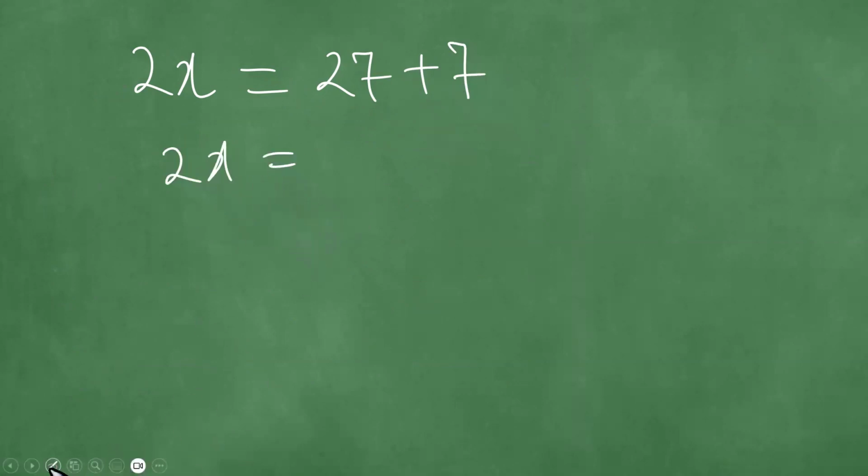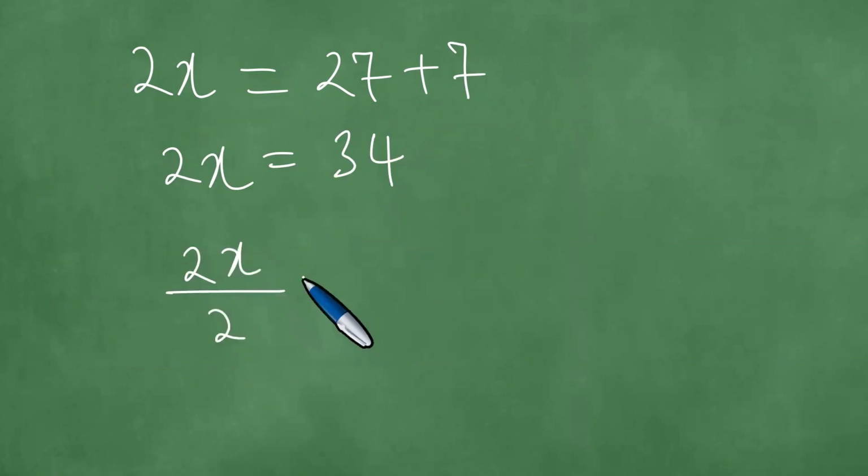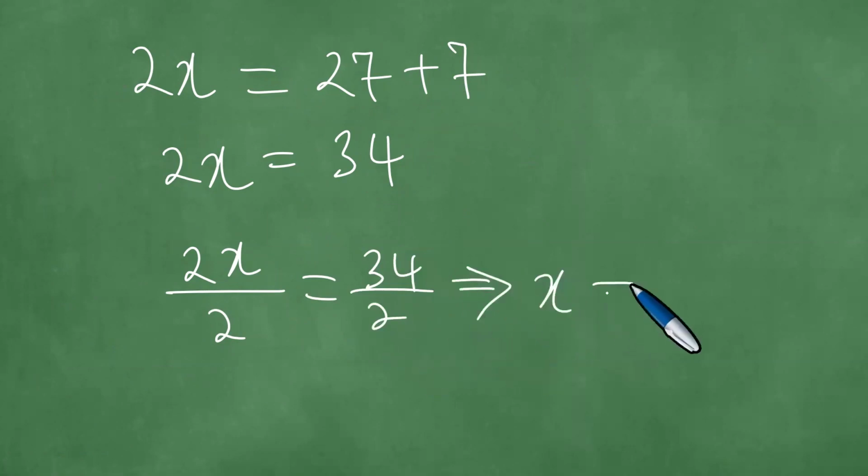2x equals, what is 27 plus 7? This is exactly 34. And you have 2x. You divide the left by 2 and the right by 2, which means x is equal to 17. x equals 17. Okay, now if x is 17, then we proceed to find y.